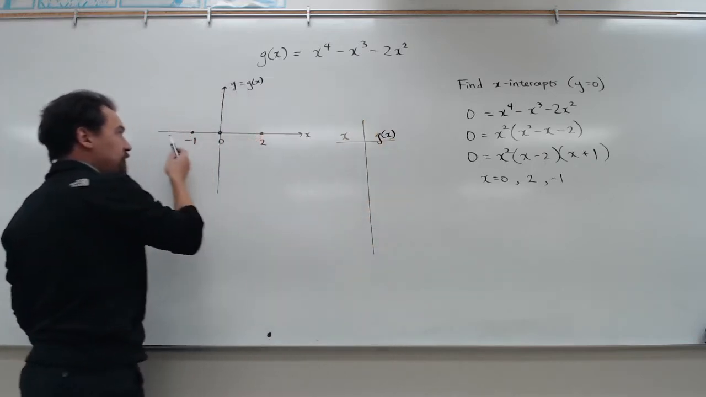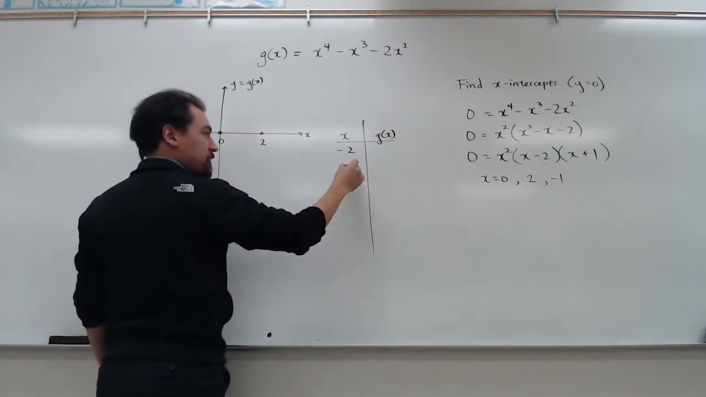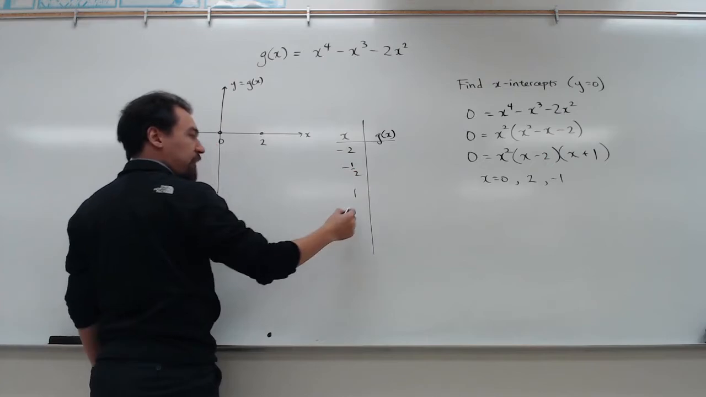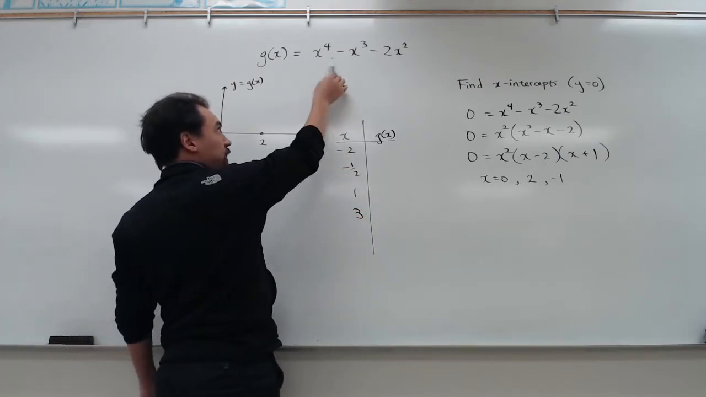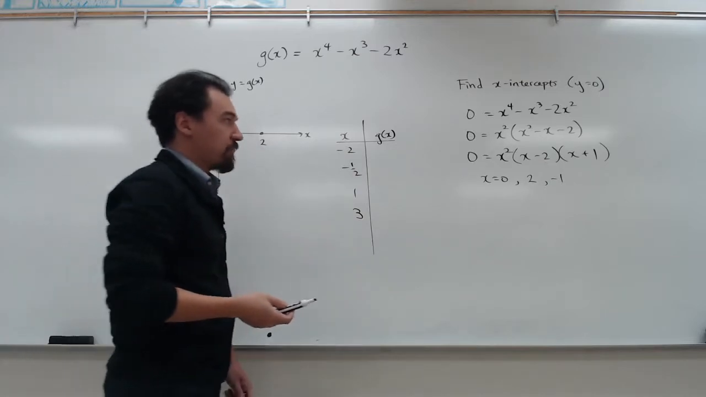And then we'll make a table. And we'll say a number to the left of -1, a number between -1 and 0, a number between 0 and 2, and then a number to the right of 2. So we can take these values of x and plug them in up here, or maybe we can do something a little bit different this time.